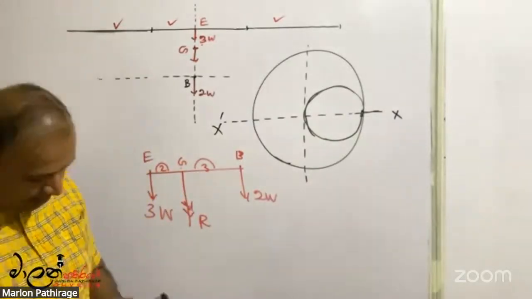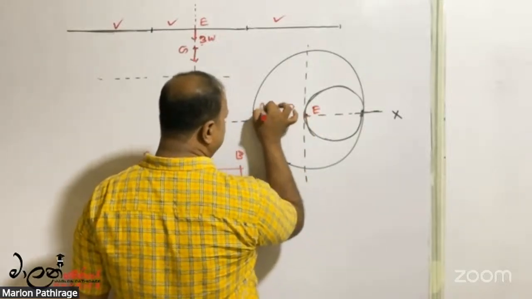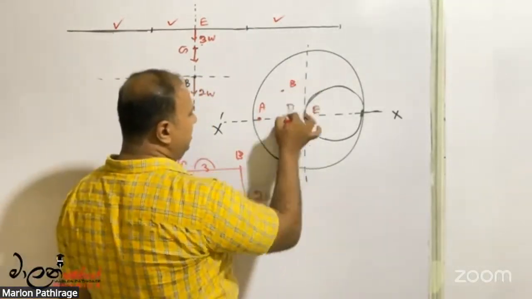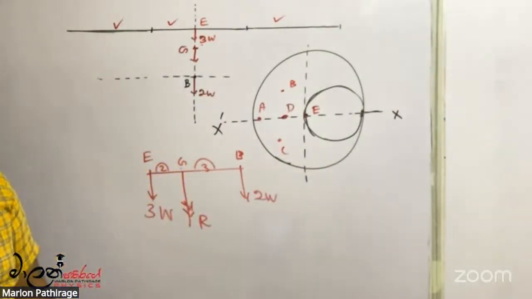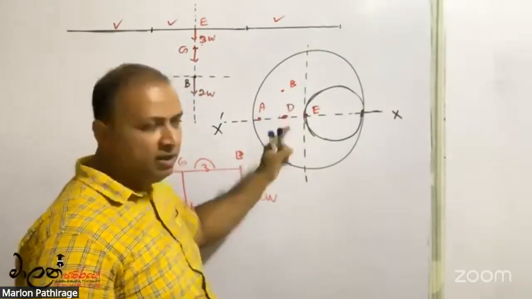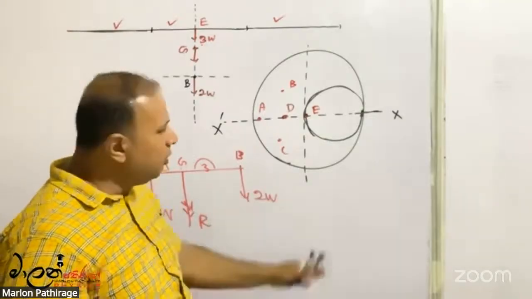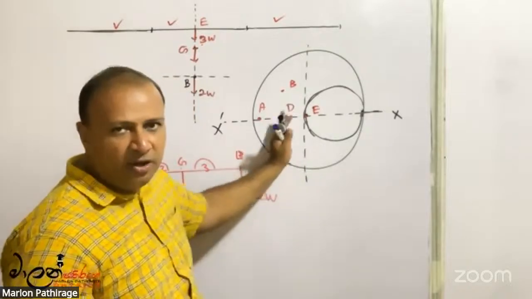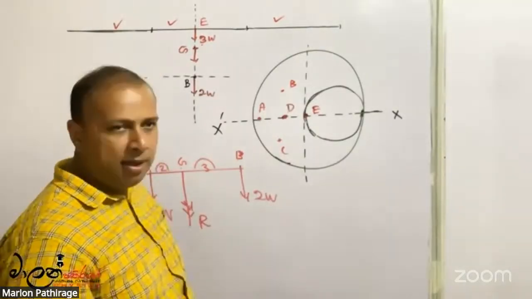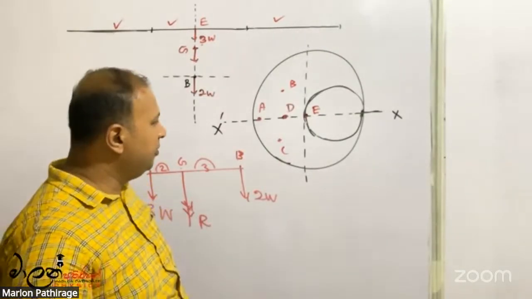Here is point E, here point D, here point A. Therefore, B and C cannot happen because those are not on the symmetrical line. Therefore, the answer should be either A, D, or E. E is the initial center of gravity. Now one part is removed, so the center of gravity should be shifted to the mass concentrated area. Therefore, E cannot happen, and we can remove that option.